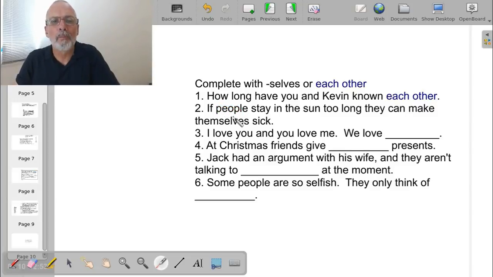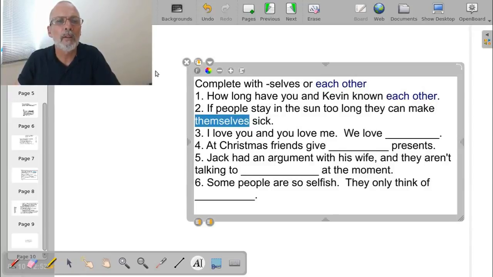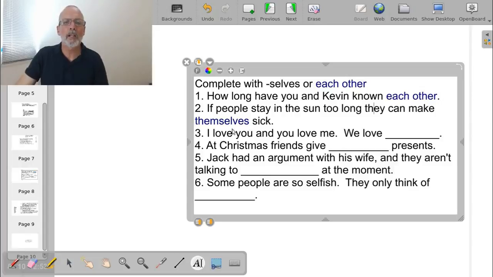So people is plural. The reason we have to have the reflexive pronoun themselves is that, first of all, people is plural, but people is also the subject. If they stay in the sun too long, they, the people, can make themselves sick. They, the people, is the subject and the object is the same. The same people are going to be sick. So this time we need to use the reflexive pronoun.